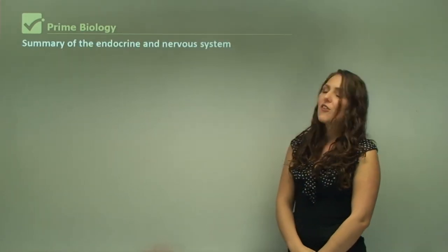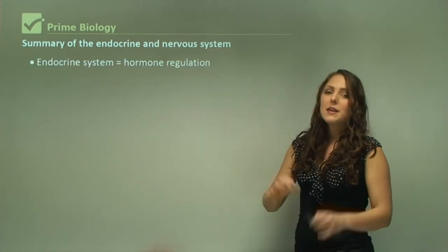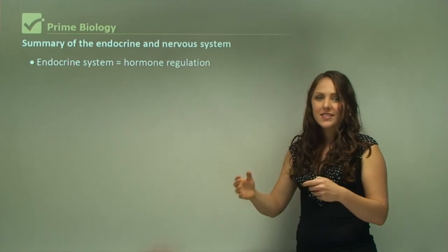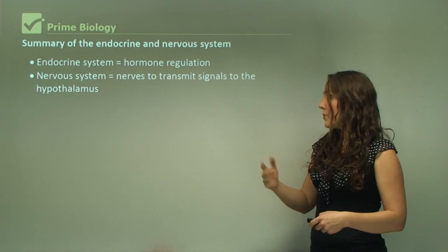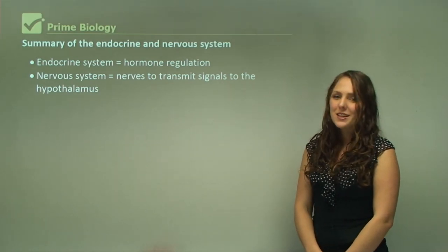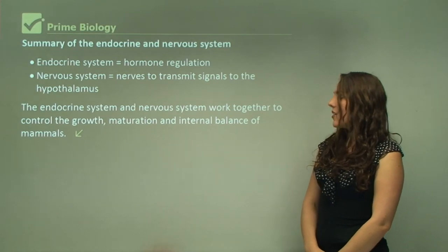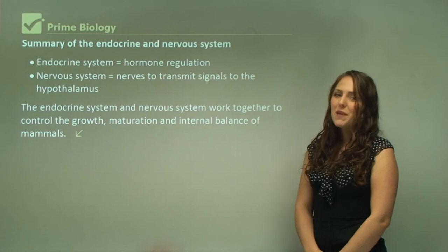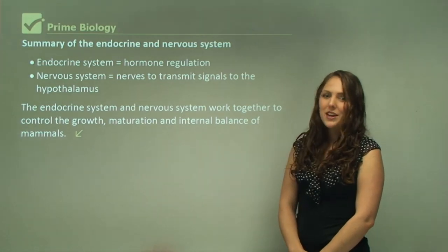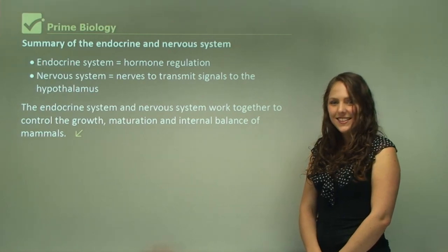The summary of the endocrine and nervous system. The endocrine system is the hormone regulation of your body. The nervous system is nerves that transmit signals to the hypothalamus. The endocrine system and nervous system work together to control the growth, maturation, and internal balance of mammals. This concludes looking at the endocrine system and the nervous system.